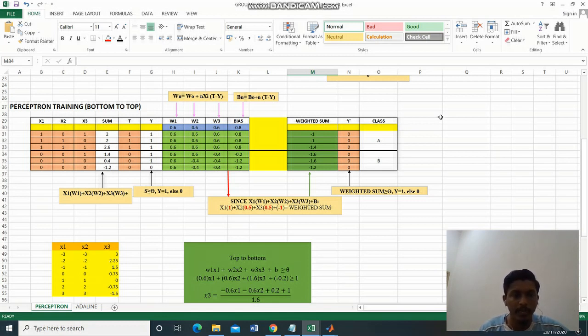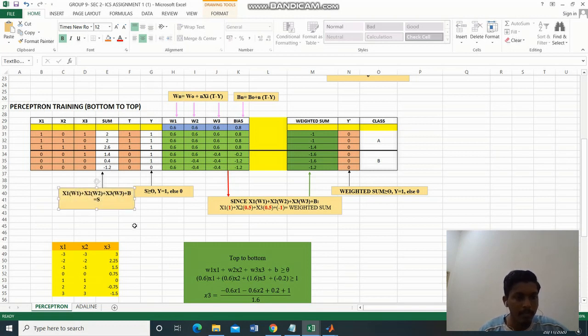Today I am going to explain how to solve the linear problem with 100% accuracy by using perceptron training for bottom to top. First of all, in this table we can see that the values for x1, x2 and x3 are given by default. Therefore, for the sum, we will be using these values to calculate it. The formula is x1 w1 plus x2 w2 plus x3 w3 plus bias equals s.